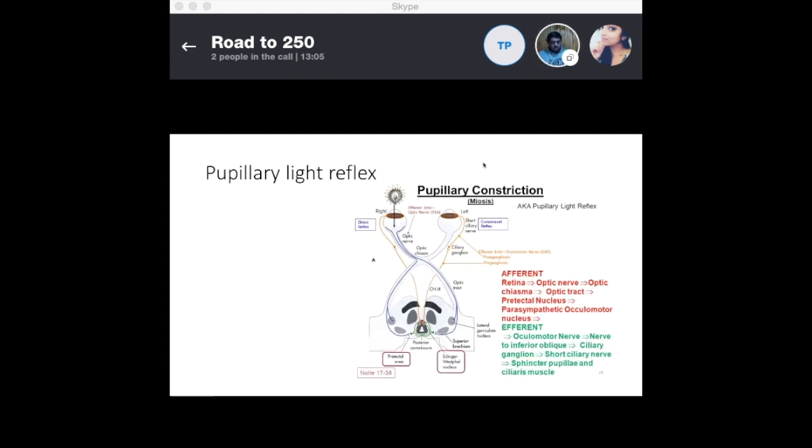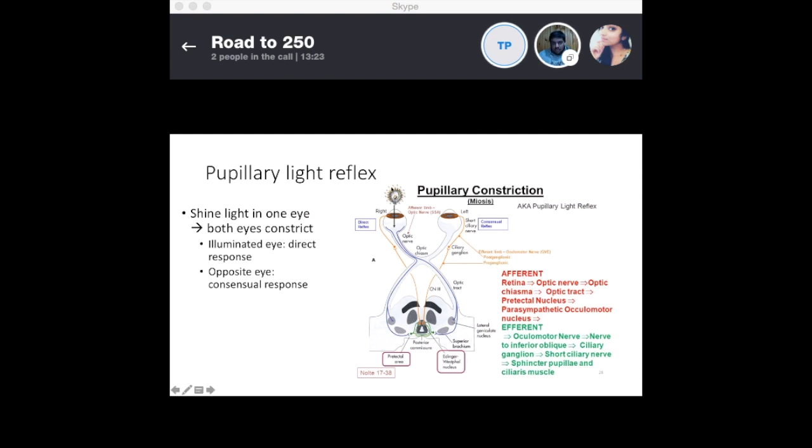All right, so any questions up to now? Okay, so what we're going to talk about next is basically the pupillary light reflex. This picture I found extremely helpful, but what I'm going to do is give you words and then we'll go over the pictures. So if you're shining a light in one eye, technically both your eyes should constrict. The illuminated eye, which is the one that has the direct light, has a direct response, and the opposite eye has an indirect or consensual response.